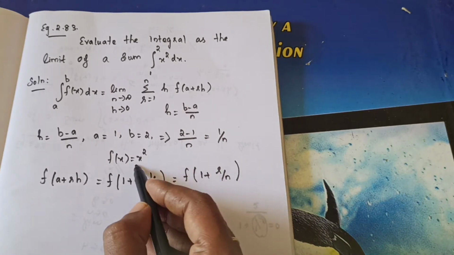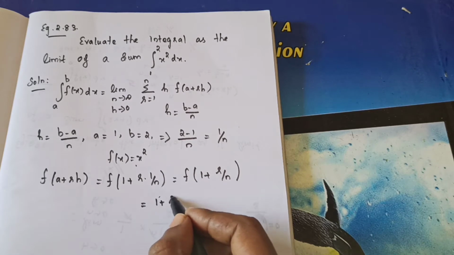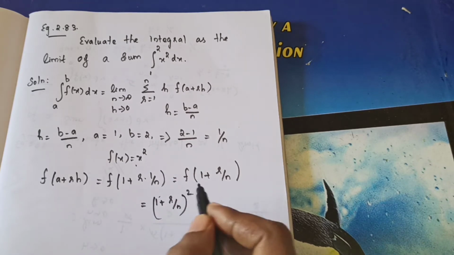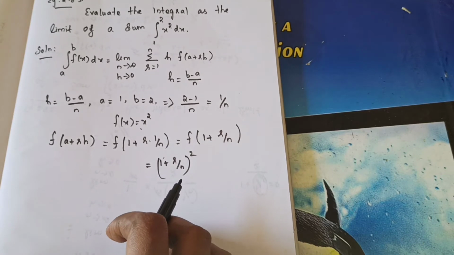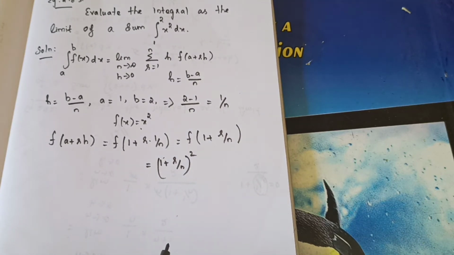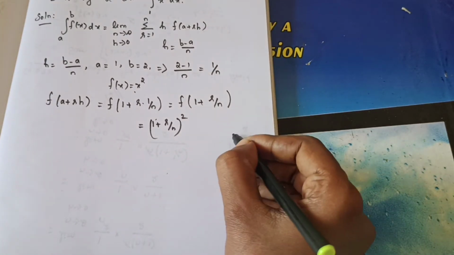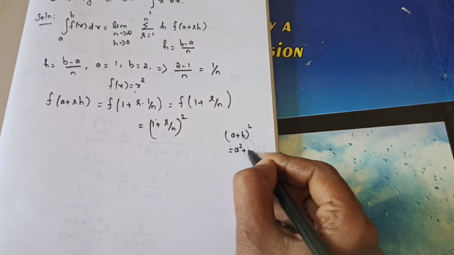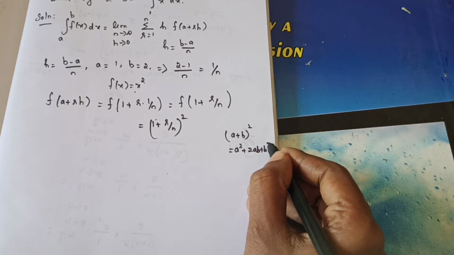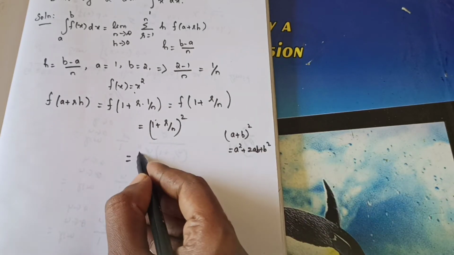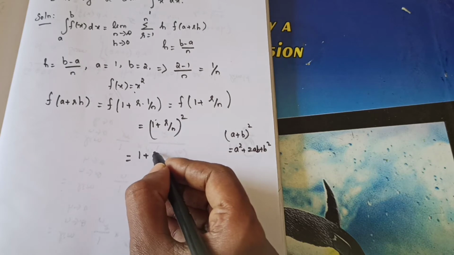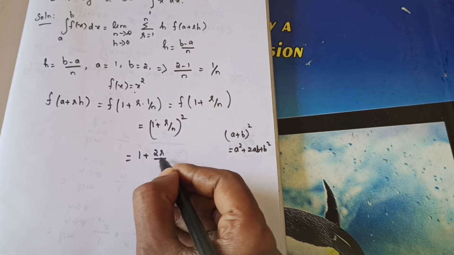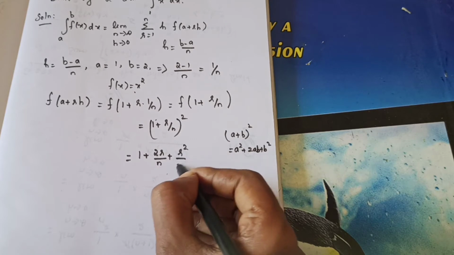Here it is x square, so what will happen? 1 plus r by n the whole square. Got it? Now we will expand by using the a plus b the whole square formula. What's the formula for a plus b the whole square? a square plus 2ab plus b square. Now substitute here: 1 square, that is 1, plus 2ab means 2r by n, plus r square by n square.